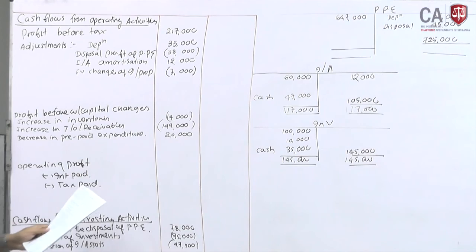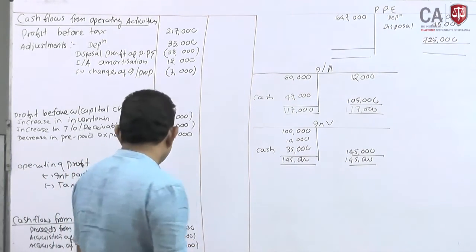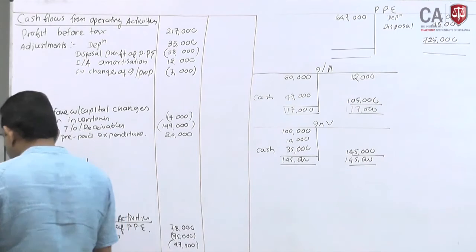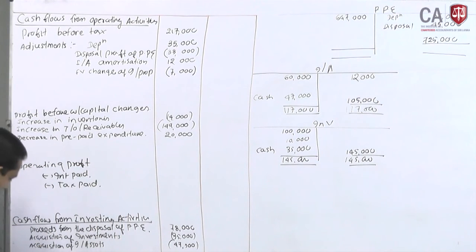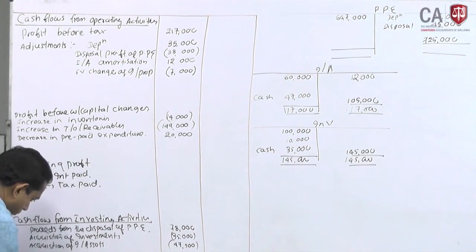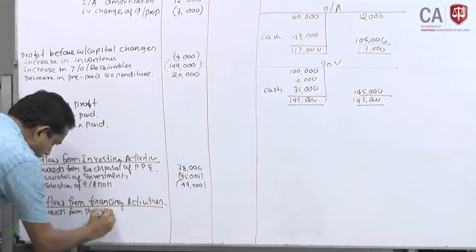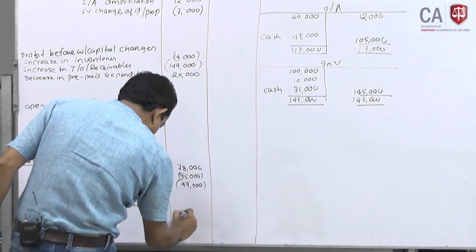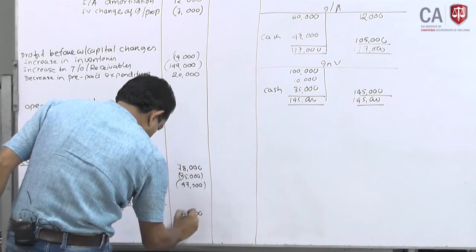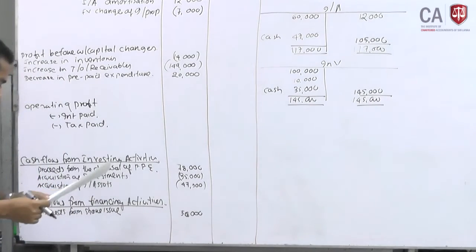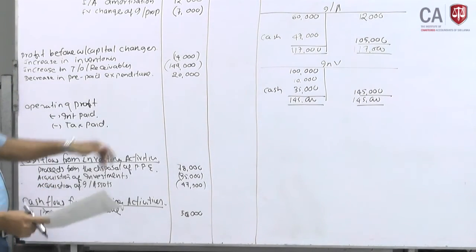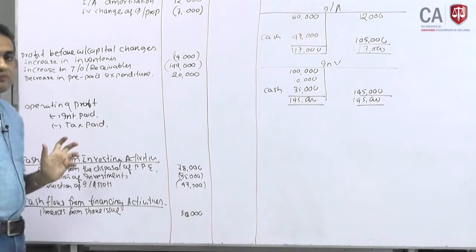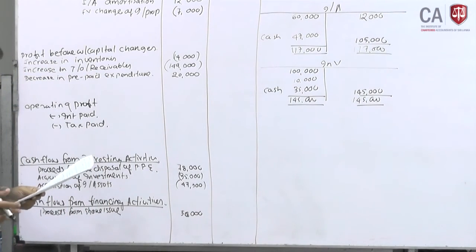Ordinary share capital opening balance 350, closing 400 should be a cash inflow of 50,000 under financing activities, say proceeds from share issue. Proceeds from share issue should be 50,000, a cash inflow under financing activities. Retained profit I have taken already, not the difference between opening and closing retained earnings, but I have taken the profit before tax.